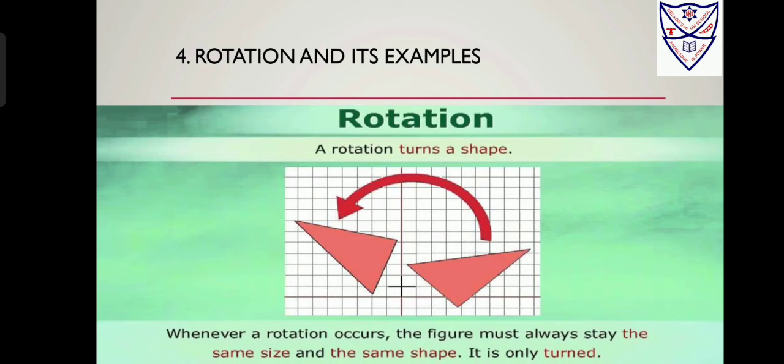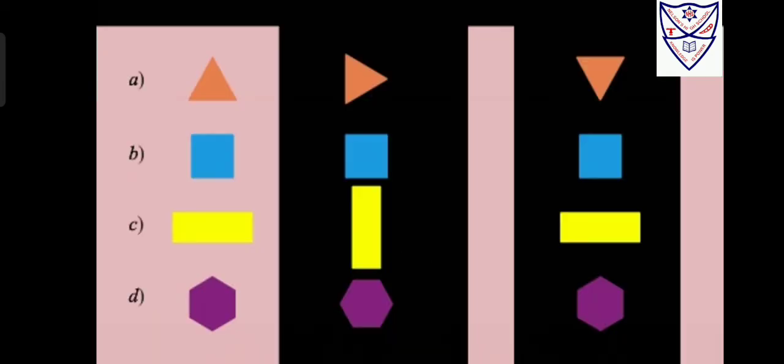Now we will go to the next part, that is rotation and its examples. Rotation means you have to rotate the object. Now see, this triangle is rotated. A rotation turns a shape. Whenever rotation occurs, the figure must always stay the same size and the same shape. It is only a turn. In degrees it turns like 90 degree, 180 degree, 270 degree. Now here are some examples of rotation.